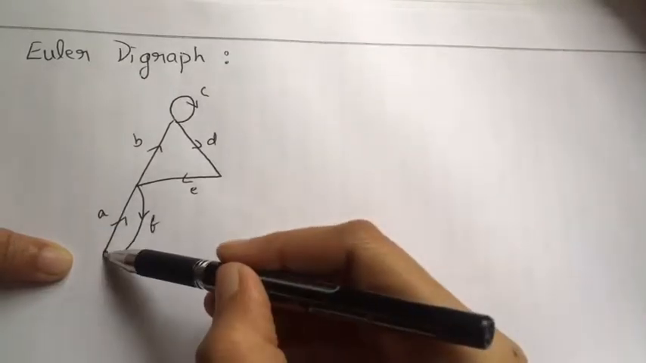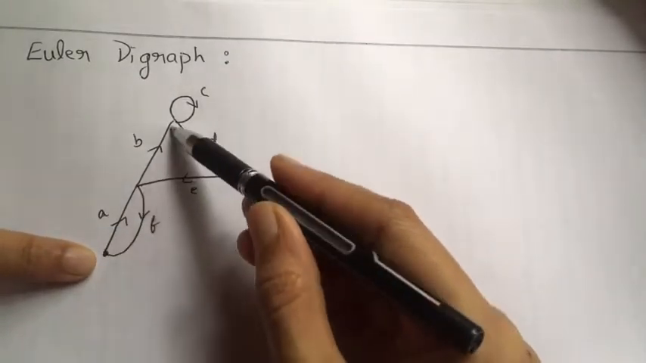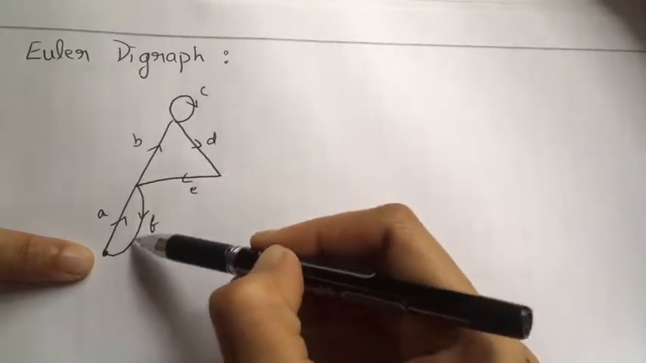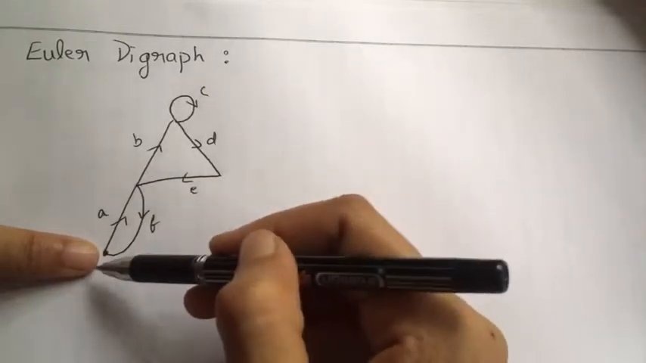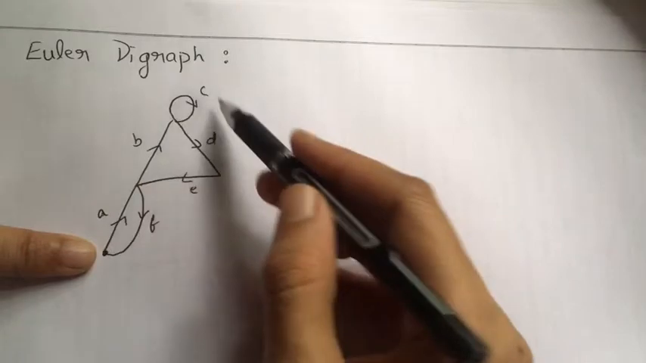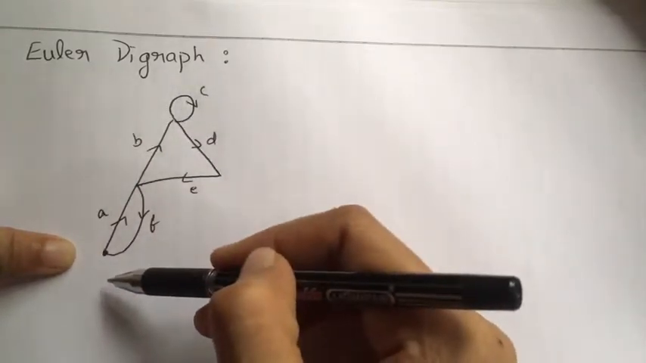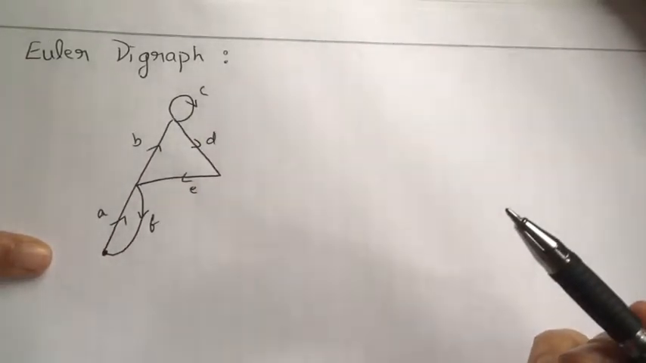If I start from this vertex, I take A, B, C, D, E, F. I can come back, so this is a closed walk which traverses every edge. Therefore I can say this has got an Euler line, and I can say this graph is an Euler digraph.